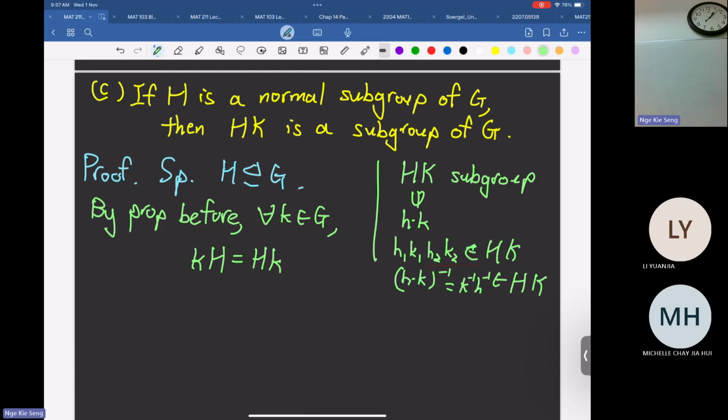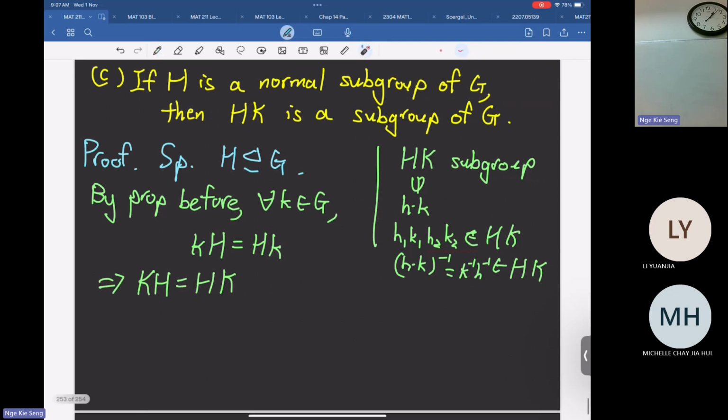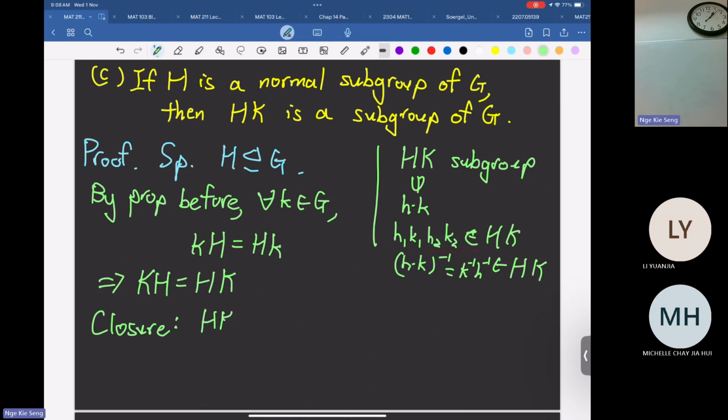So meaning what? Meaning KH equals HK. Because this equality is true for all little k. So you can look at the whole set here. So then this is good. Then I claim that this is good. Why is this good? So if you take any element from HK, I write it in set notation.